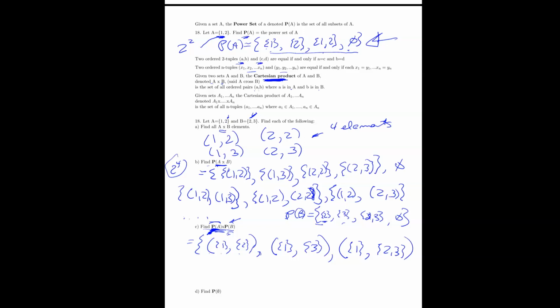Okay, so how many elements is this set going to have? Well, I've got 4 choices for the first coordinate, and I've got 4 choices for the second. So this is a different way of computing. We'll get 16 choices. And I'm not going to write them all down.